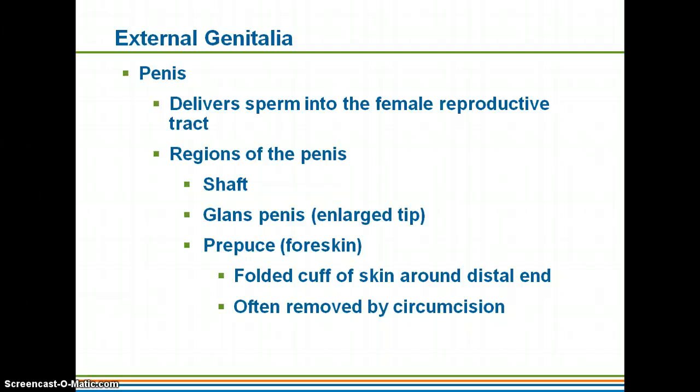The penis is going to be what actually delivers the sperm into the female reproductive tract. You do have different regions of the penis. You have the shaft, the glans penis, which is the enlarged tip, the prepuce, which is the foreskin.